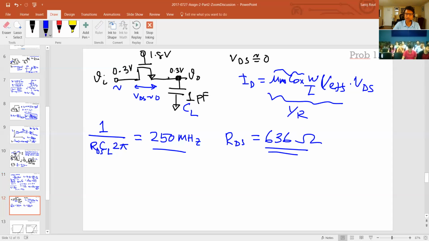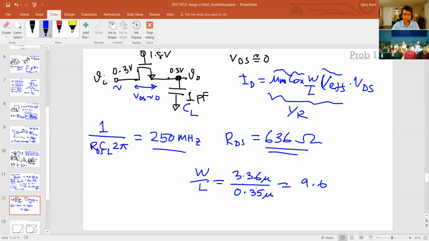Well, you know mu n COX, you know V effective, you can find out W over L from that, right? And that W over L, if you calculate using all that, is 3.36. Well, I haven't written W over L, but I've chosen the minimum length here. Okay, so whatever that W over L is, I just quickly calculate 3.36 divided by 0.35. That's 9.6. So W over L is 9.6.